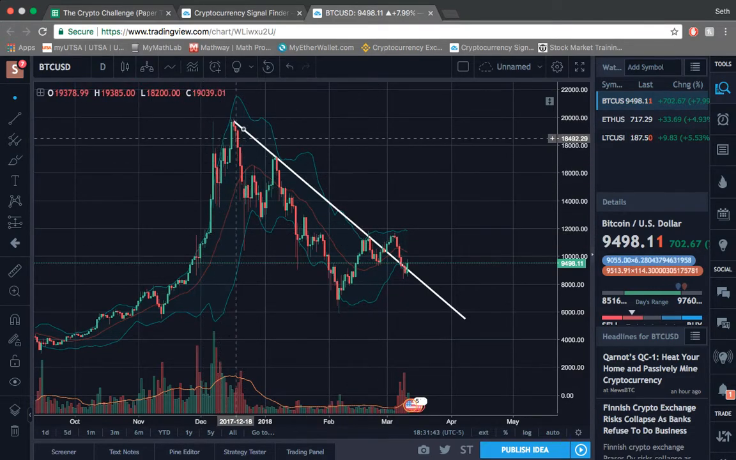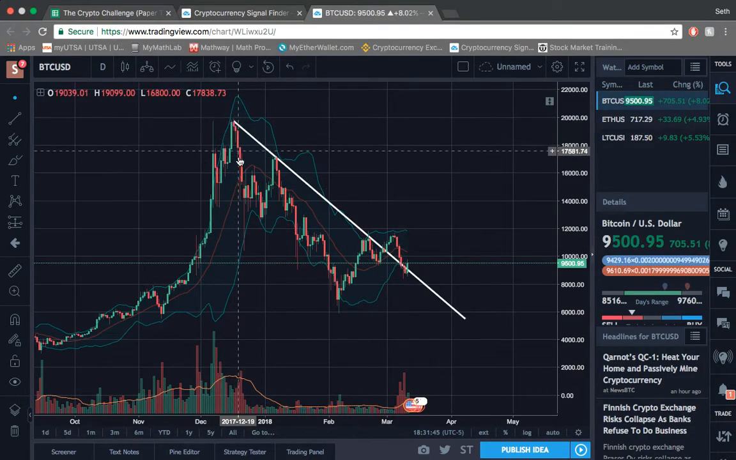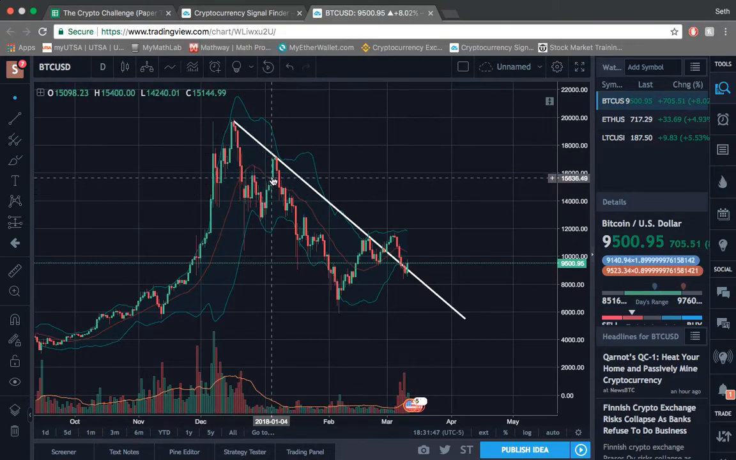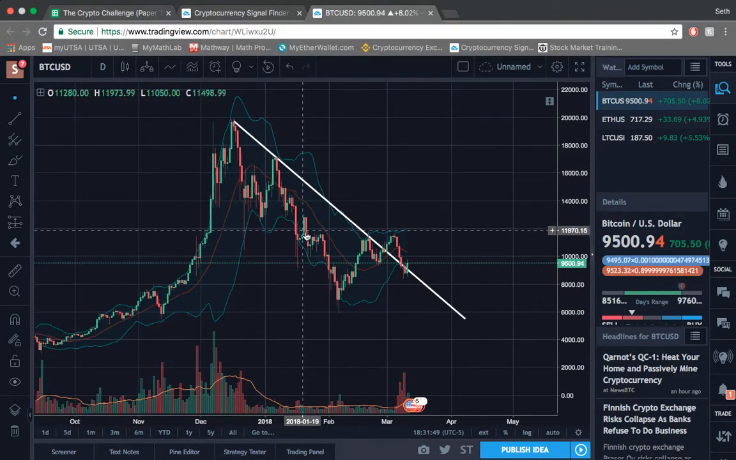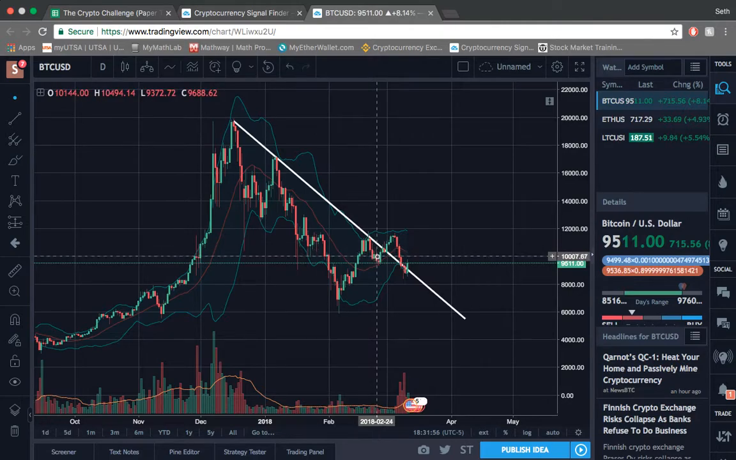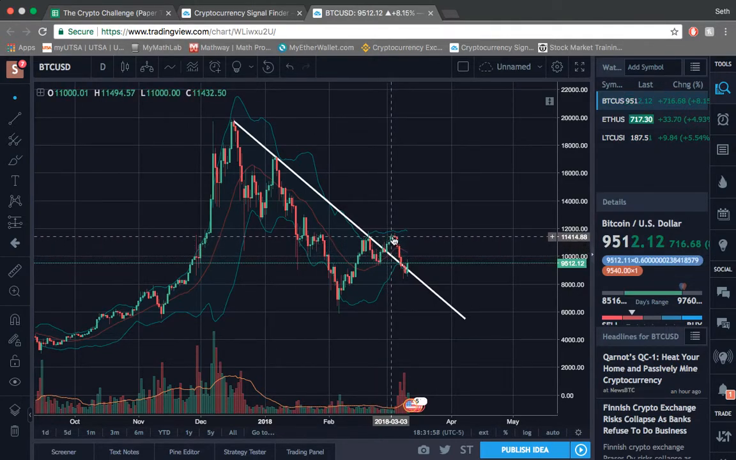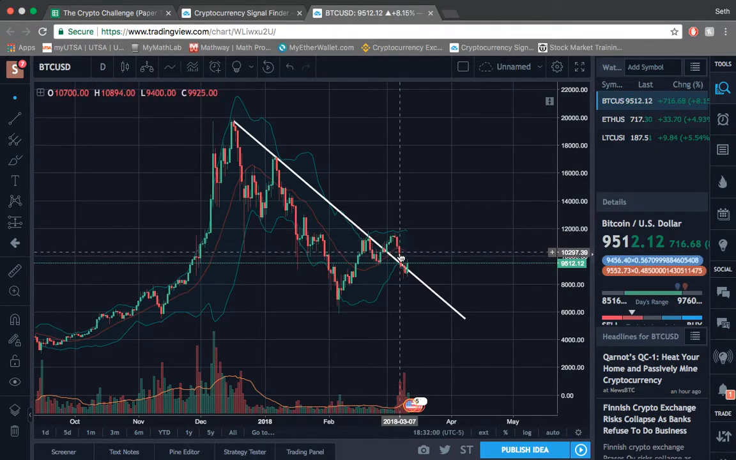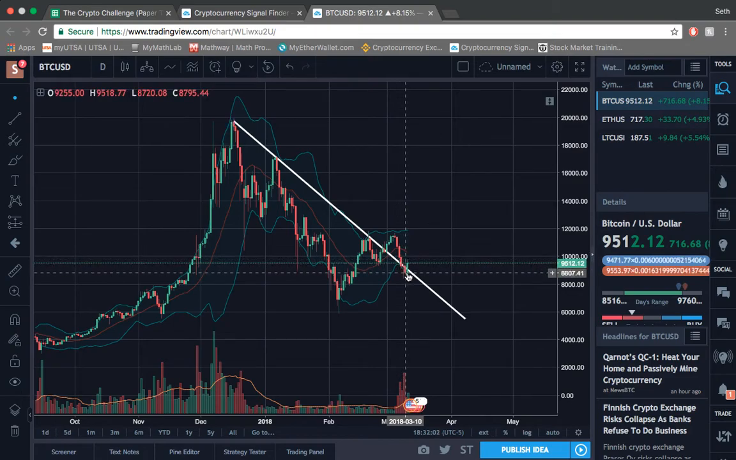So yeah, let me reiterate that. So we have the first touch, and it bounces down. Then we have the second touch, bounces down all the way down here. Then it kind of shoots a little bit back up. Third touch, bounces a little bit. Then we break it. However, we retrace quickly, and here we are.